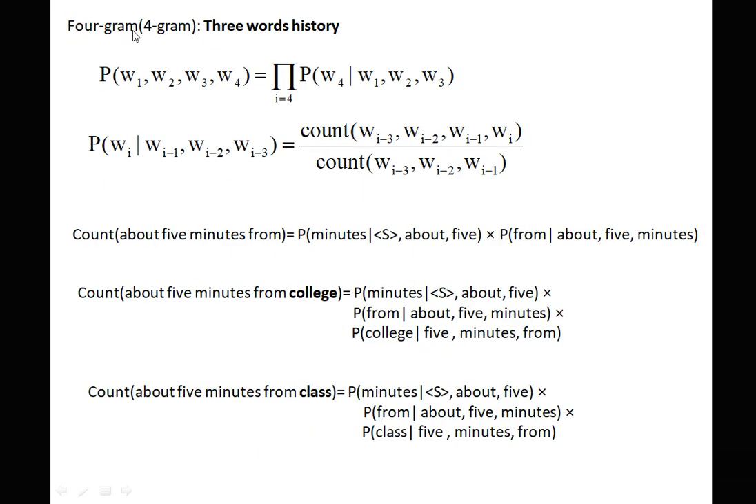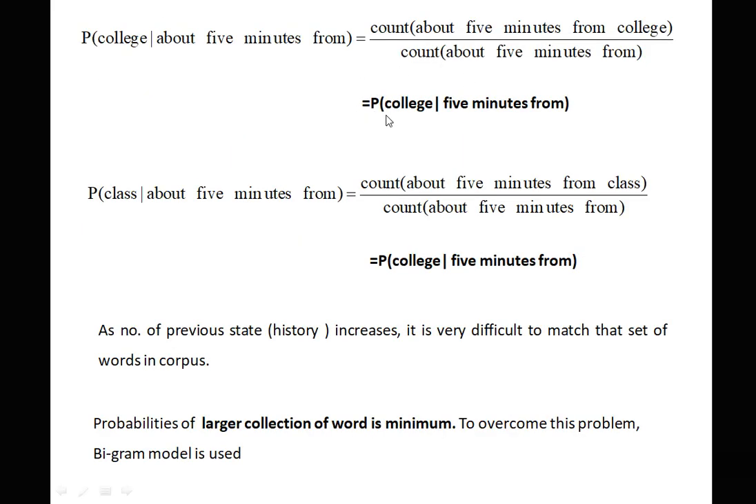Next is the 4-gram model. Similarly to 2-gram and 3-gram, in 4-gram a previous 3 word history is used. So this is the equation. Here, for above 5 minutes from, we have to directly start with minutes, because we need to use 3 previous words of history, that is start of the sentence, about and 5, then probability of from, which depends on above 5 minutes. So this is our denominator and this is the numerator, and we follow the same procedure as Bigram and Trigram. We get probability of college given 5 minutes from and probability of class given 5 minutes from. So that depends on the previous 3 words.